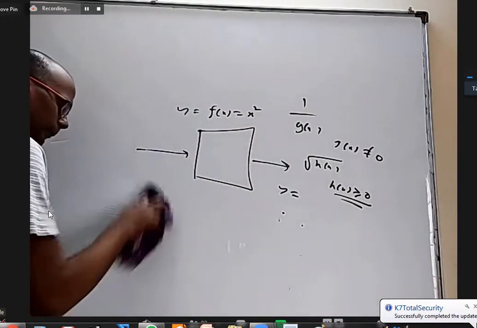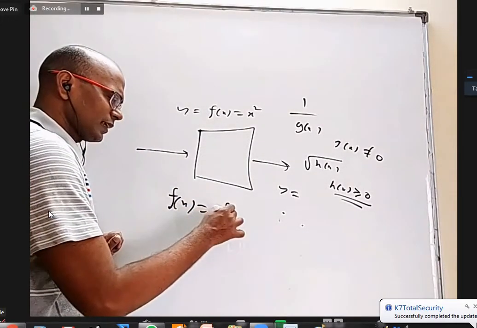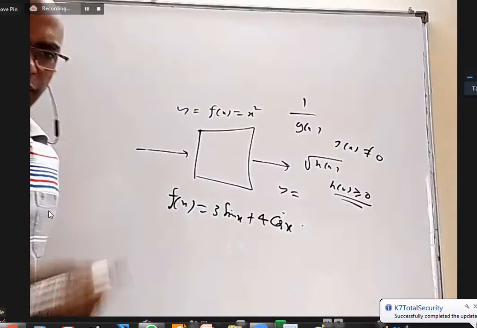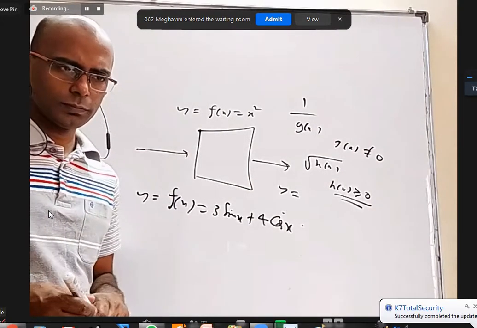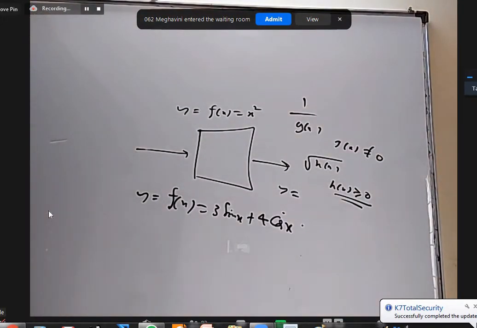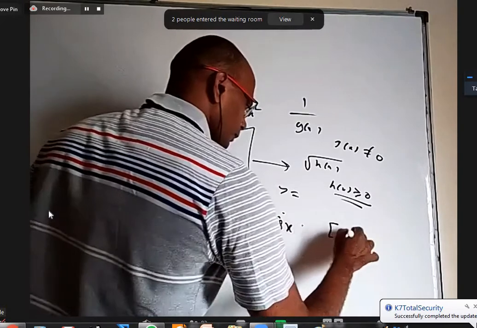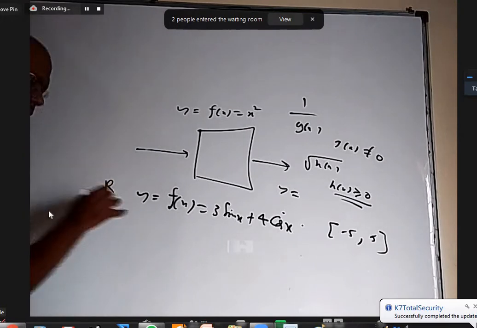For example, if there is a function f of x is equal to 3 sin x plus 4 cos x, you give different x values and try to find the y values, the f of x values. Anybody want to tell what's the range of this function? -5 to +5. Okay, -5 to +5, closed interval, right? Yes, sir. And what is the domain? R, all real numbers. Okay.